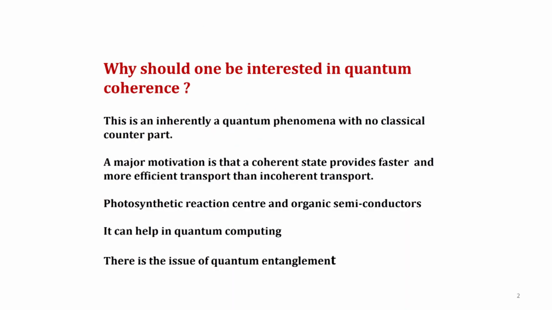So, why should one be interested in quantum coherence? As I said, it is an inherently quantum phenomenon. There is no counterpart in classical mechanics or classical statistical mechanics. People are using this in quantum computing. You might have heard the name quantum entanglement. All these things are essentially manifestations of quantum coherence, and the basic idea is that it provides a much faster transmission of information, which is the reason one is interested in quantum computing.